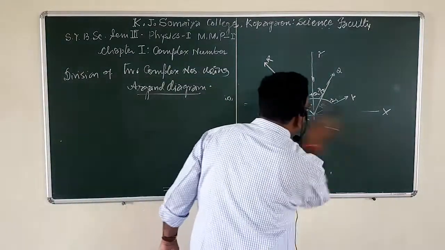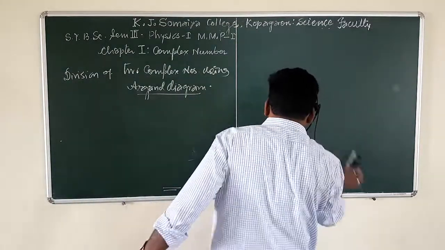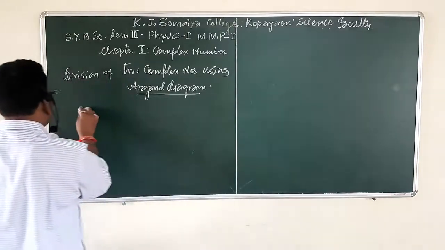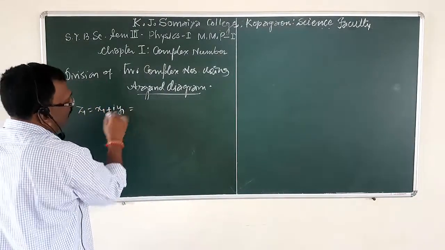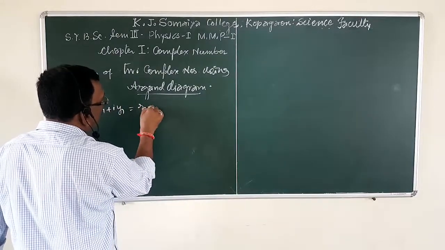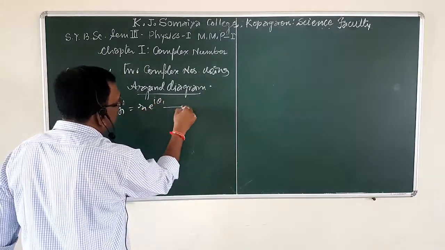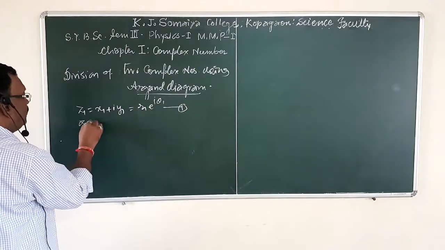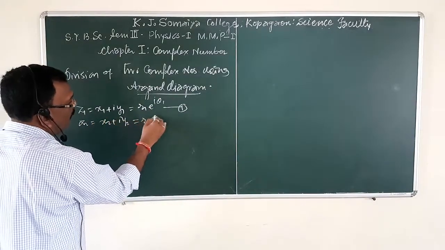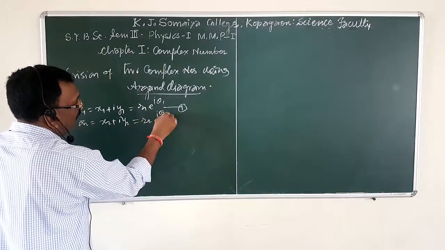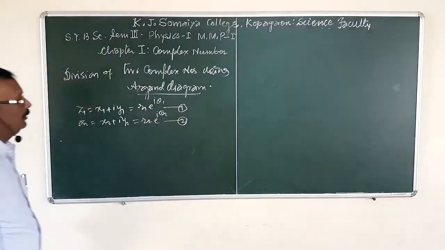Again consider two complex numbers. One of them is Z1 = x1 + i y1. Its exponential form is r1 e^(i theta 1). Suppose this is equation 1. And the second complex number Z2 = x2 + i y2 = r2 e^(i theta 2). Suppose this is equation 2.